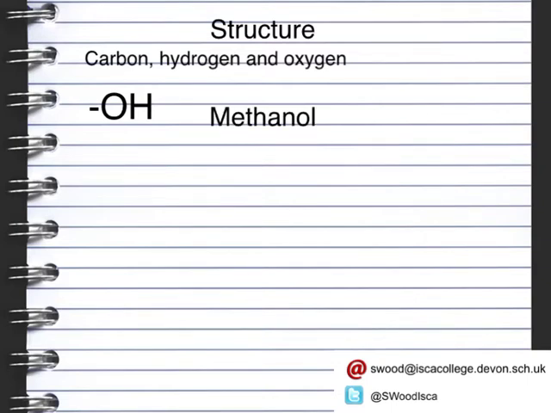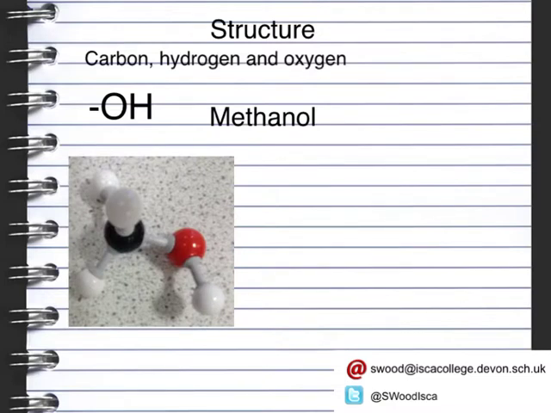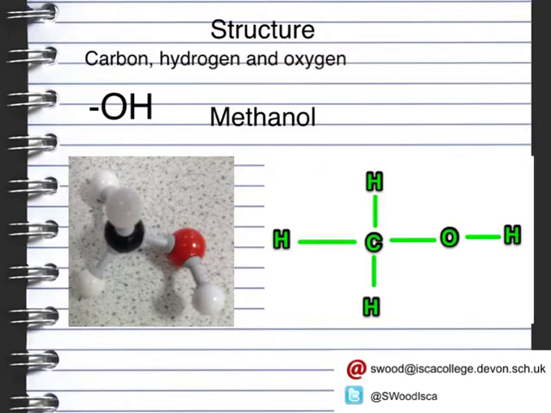Methanol has a structure where we have a central carbon atom with 1, 2, 3 hydrogens coming off, and then we go to our OH group that relates to it. If we were to draw methanol, it would look like this. So we've got the central carbon with the 1, 2, 3 hydrogens, and then our oxygen and hydrogen as our OH group.